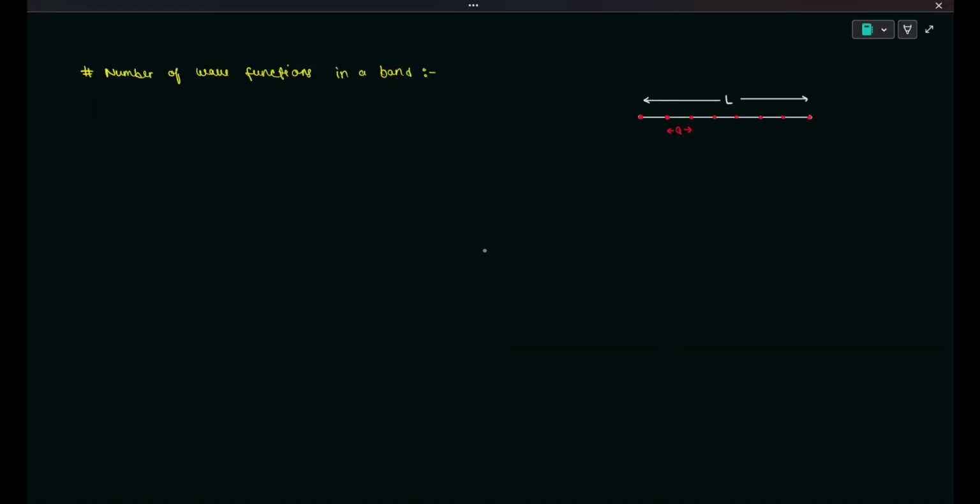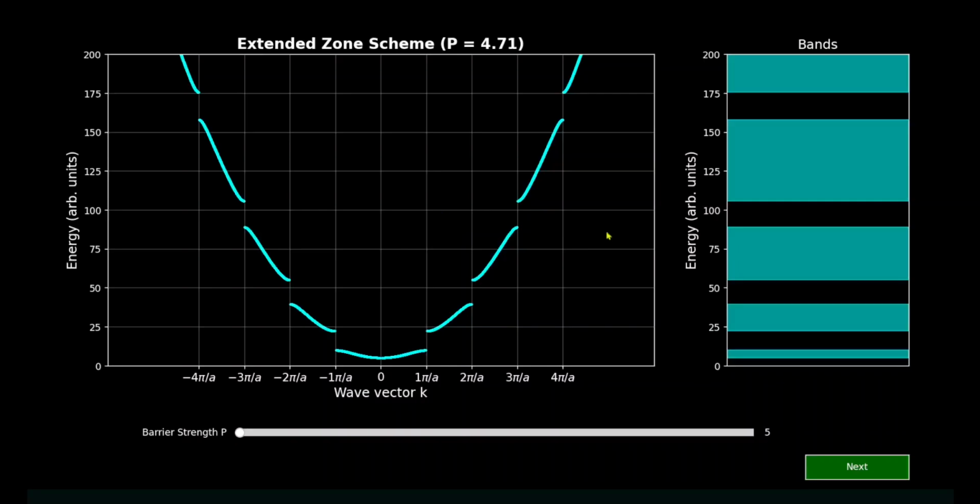So till now we have seen the formation of bands. Now let's see how many wave functions correspond to a particular band. This was the example for an infinitely long one-dimensional crystal. There were certain energy allowed bands, and inside one particular band there was a continuous distribution of energy. From here you can see that in this fourth band all the energies are in a continuous region. But this is the case for an ideal crystal, an infinitely long one-dimensional crystal.